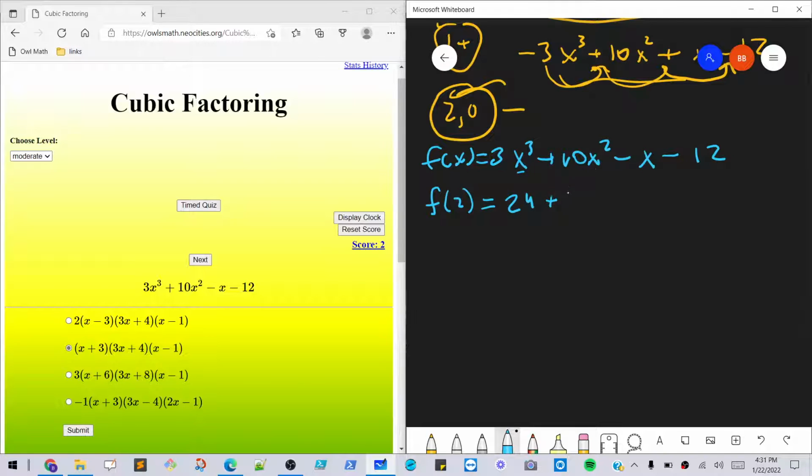2 squared is 40 minus 2 minus 12. And that's not going to be 0. You don't really have to even add it up. You just want to see if it's 0 or not.